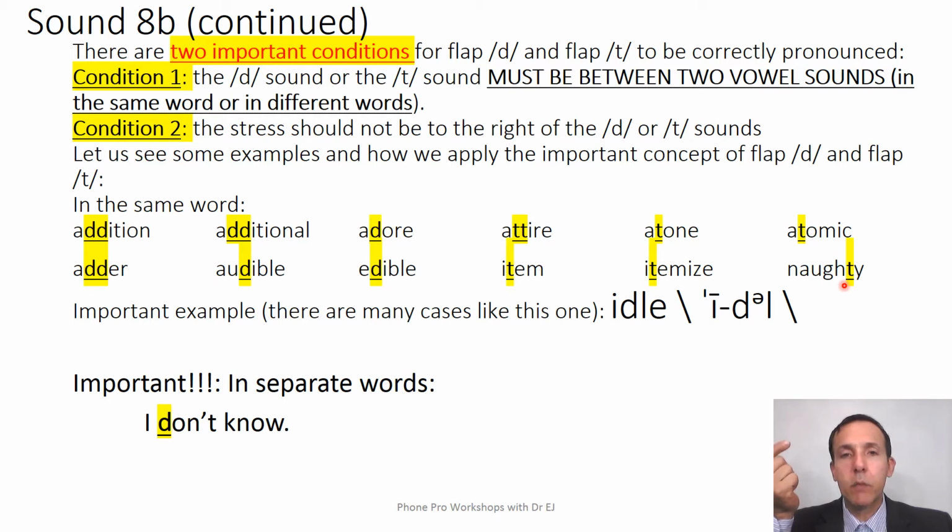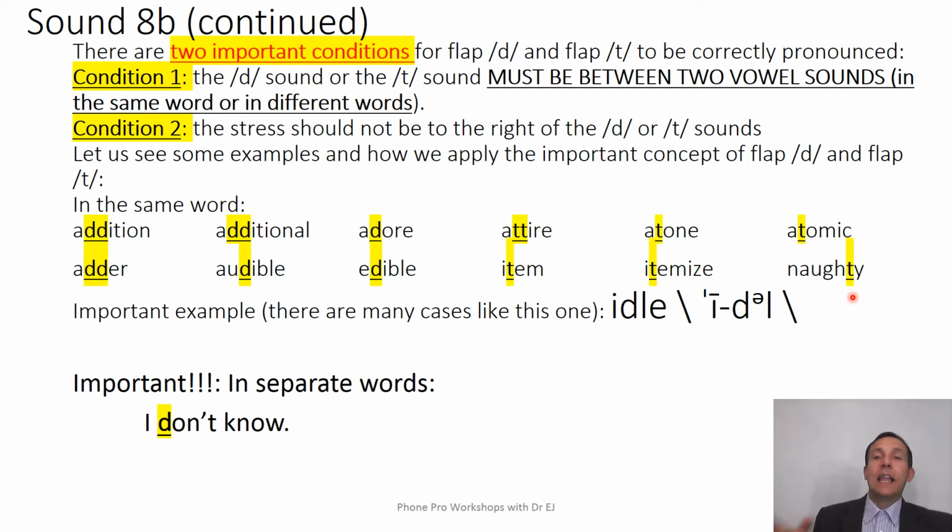Now let's see condition number two. Is this E to the right of T stressed? Do you say naughty? No, you say naughty. So the stress is here. Since the stress is not to the right of T, you can pronounce this T with a flap T. And what you say is naughty, naughty, naughty.